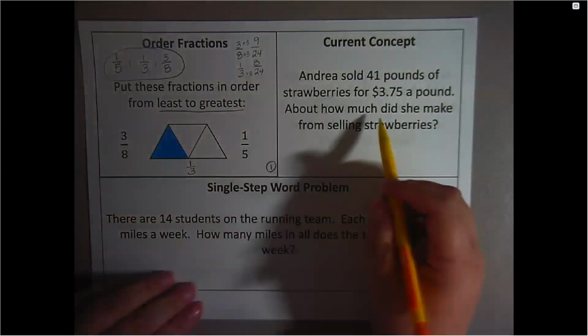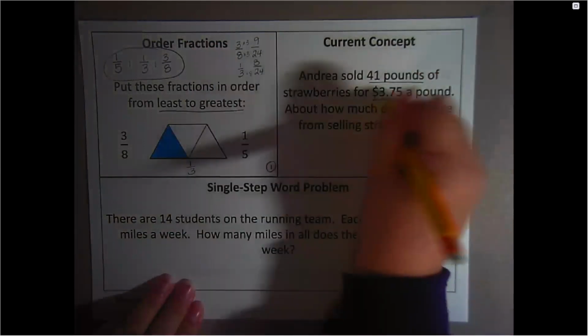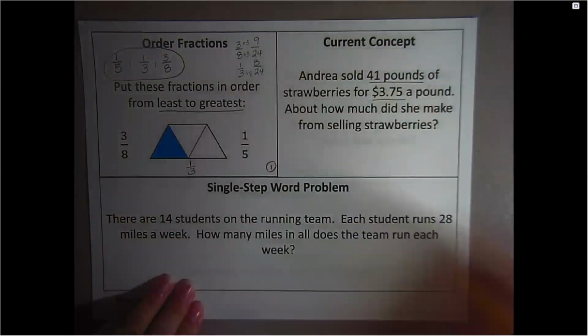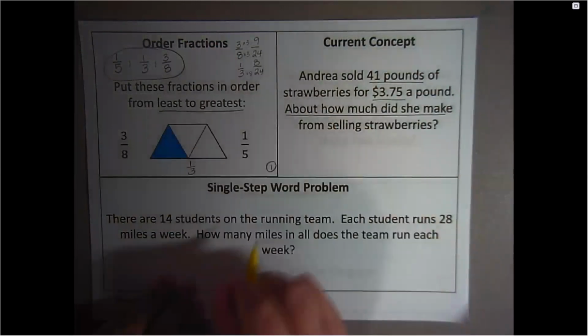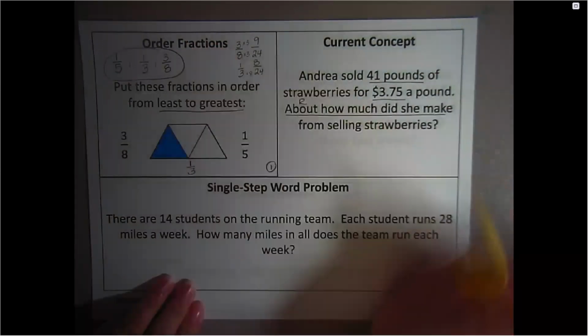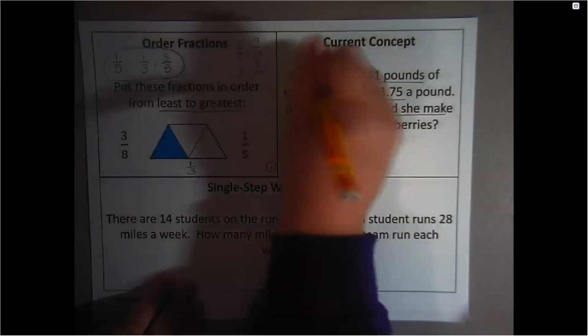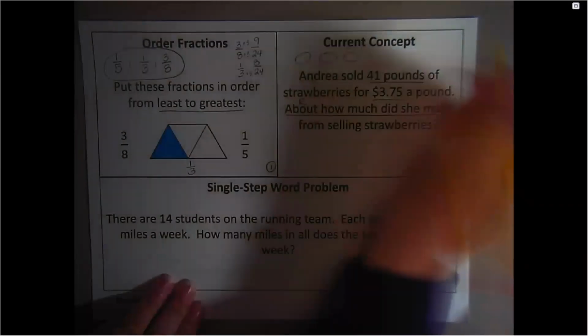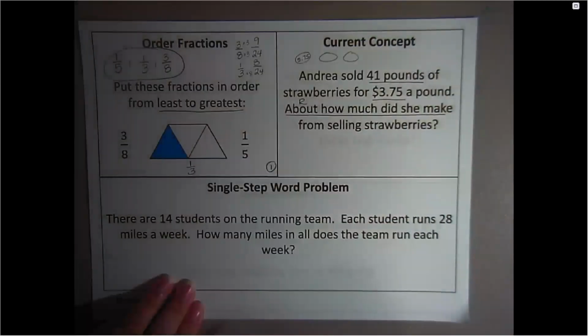Number 2, it says Andrea sold 41 pounds of strawberries for $3.75 a pound. About how much money did she make from selling strawberries? So about means that I'm going to round. And she sold 41 pounds. So if I had like 41 circles and each one was $3.75, that means I'm multiplying.